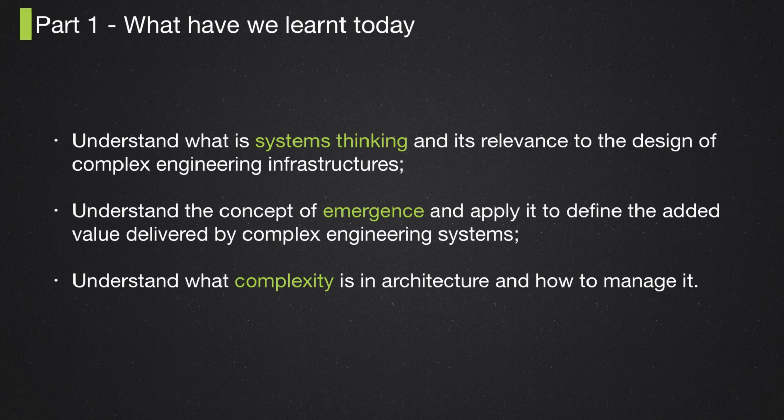I would like just to summarize what we've been talking about in this part one. So we talked about systems thinking and why it's relevant to the design of complex engineering systems and infrastructures. And what I really cared about here is the concept of emergence and complexity. So what is emergence? Well, it's the reason why we do system architecture. And what is complexity? It's really the price that we pay for having that emergent behavior happening.